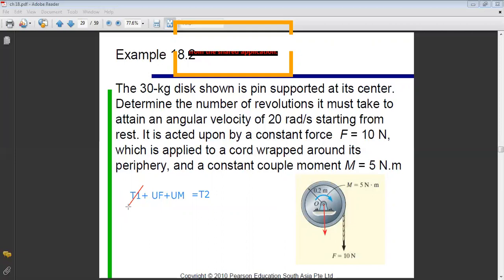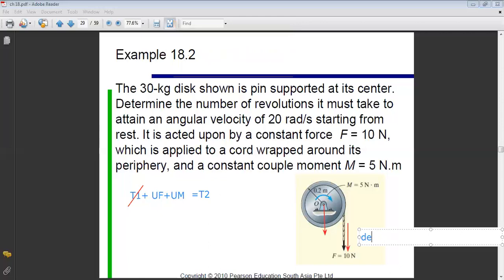What is the work of F? Who can tell me? You have rolling without slipping. The work of F is F times the displacement delta S of the cable. So this is the displacement of the cable, delta S. Delta S can be related to what? We can say ds is equal to radius r times d theta. So delta S is equal to r times delta theta.